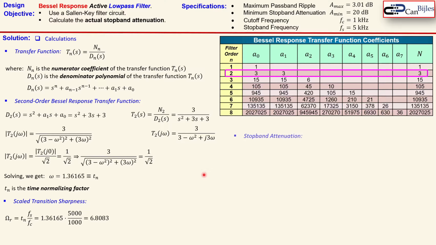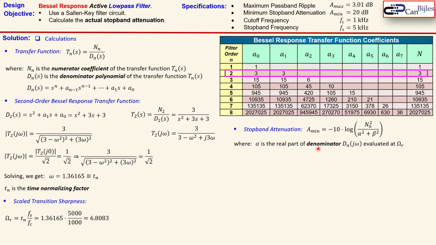Now we are ready to calculate the actual stop band attenuation, and that is given by this expression. A minimum is minus 10 log, capital letter N squared, divided by alpha squared plus beta squared. So we see here two new parameters. That alpha is the real part or real value of the denominator of that transfer function, evaluated at that capital letter omega r we just calculated. And beta in a similar form is the imaginary part of the denominator, again evaluated at that capital letter omega r. Now the D2 in j omega domain is just this denominator here. You just copy that. You see the real and the imaginary value.